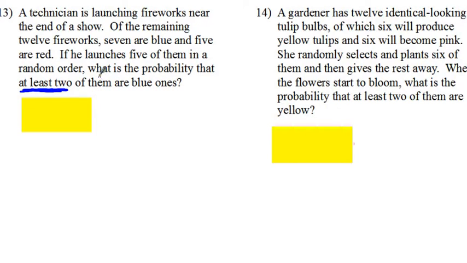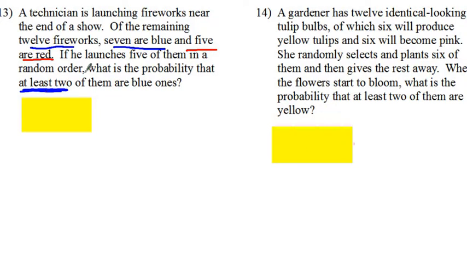A technician is setting off fireworks. You have 12 fireworks left. 7 of them are blue, and it looks like the other 5 are going to be red. It says he launches 5 randomly. What's the chance that at least 2 are blue? So let's think about this first of all.